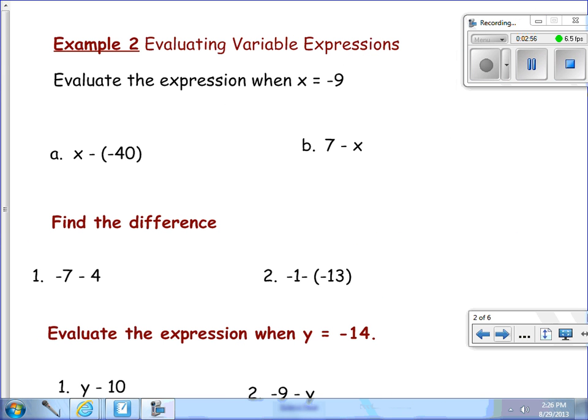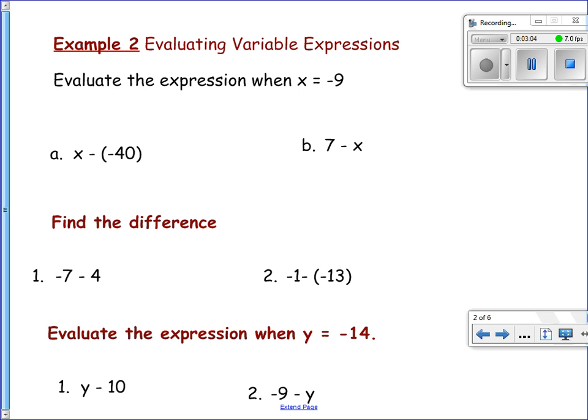In our next example, we're going to use subtracting by evaluating variable expressions. We're given the example to evaluate the expression when x is negative 9. So if we change x to negative 9 minus negative 40, we put the negative 40 in parentheses to avoid confusion. So we are now going to add the opposite. Now notice the signs are different, so you take 9 from 40, which is 31, and it will be a positive because 40 is larger than 9.